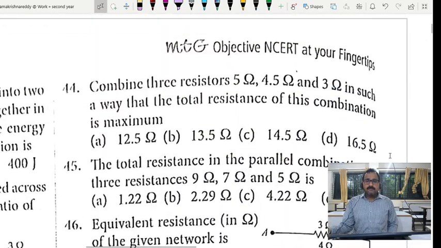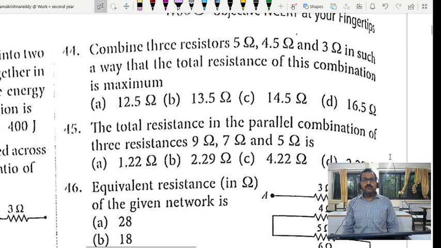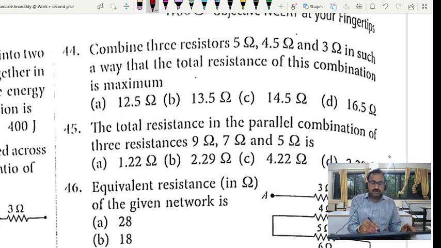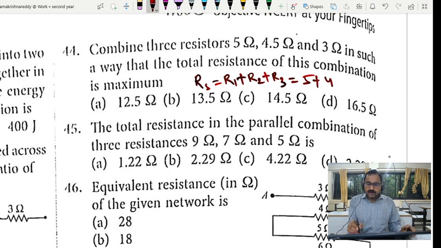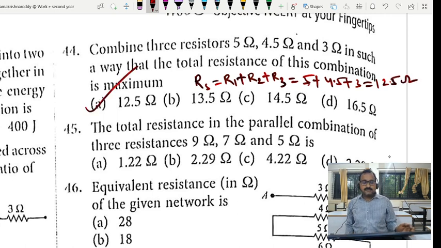Next, combine three resistors of 5 ohm, 4.5 ohm and 3 ohm such that you get the maximum value of resistance. I already told you that in series combination you get maximum resistance. Rs is equal to R1 plus R2 plus R3, 5 plus 4.5 plus 3. How much are you getting? 5 plus 3 is 8, 8 plus 4.5 is 12.5. This is the maximum value we are getting.